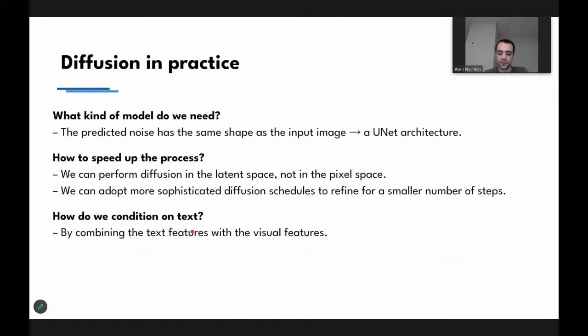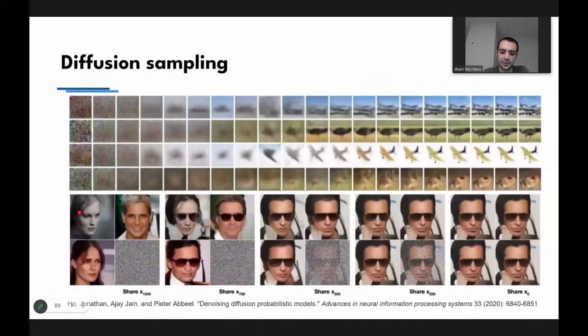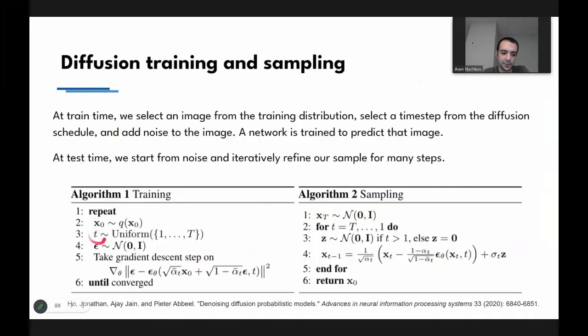And we can also condition our generation on text. We saw this diagram already. This is stable diffusion. We have the features from the image coming in here. We have the noise amount. So this would be the diffusion time step T, which has been sampled here.